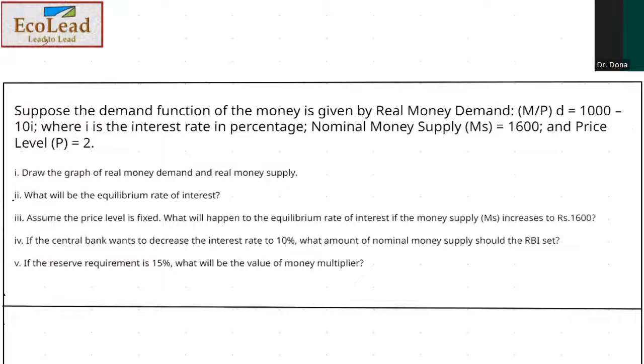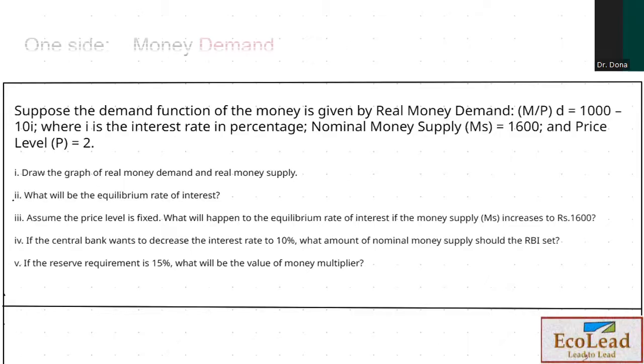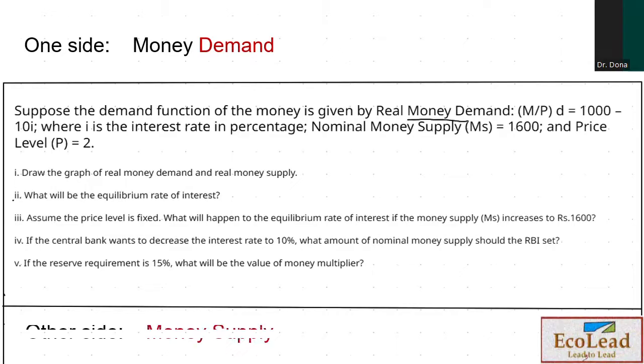In this video, we will solve a numerical problem on the money market. Now, when we are talking about a market, that means there is one side which we'll call the demand side and the other side is the supply side. So here the problem is the money market problem. One side we will have the money demand and the other side we will have the money supply.